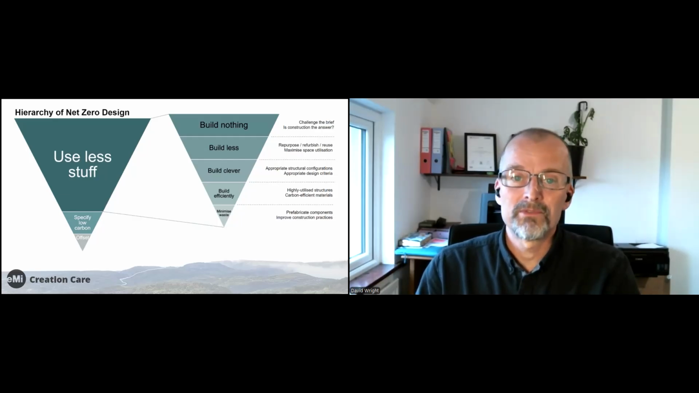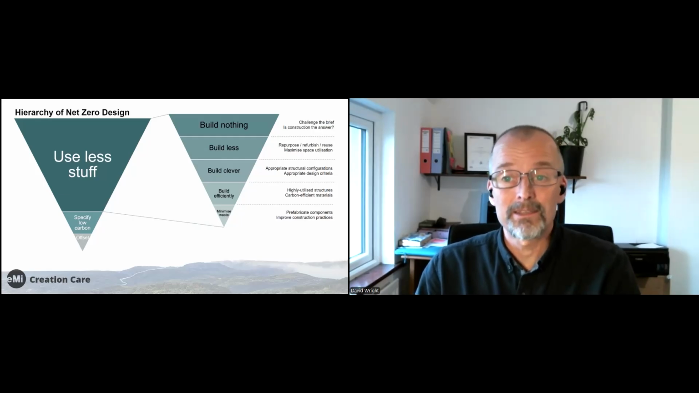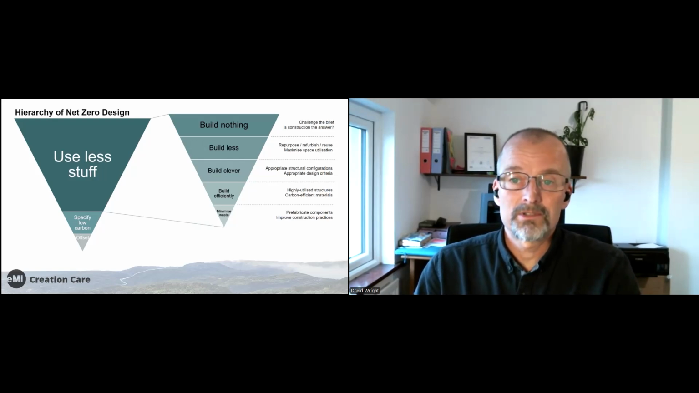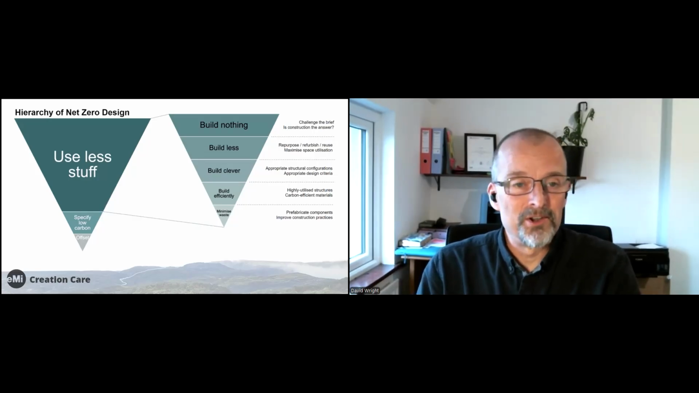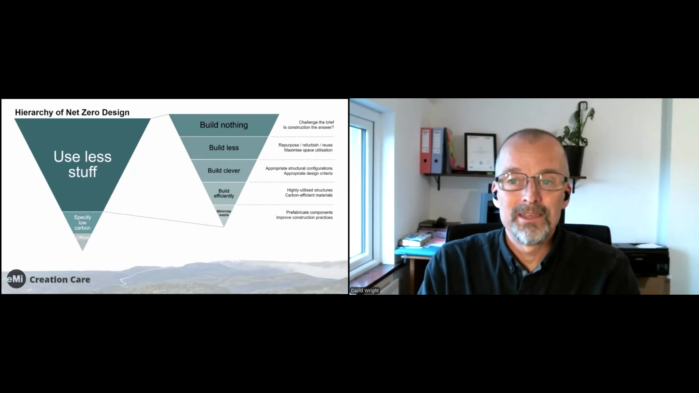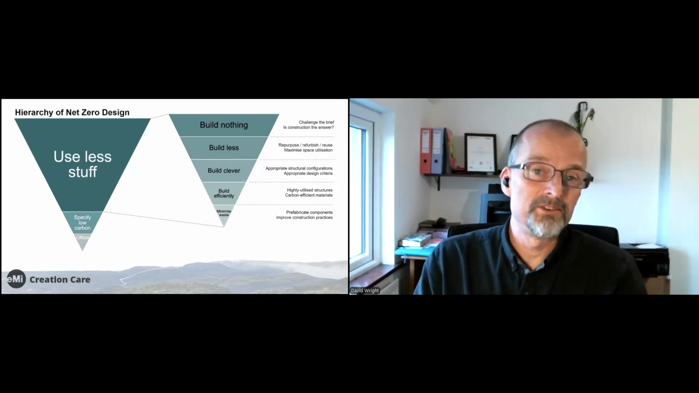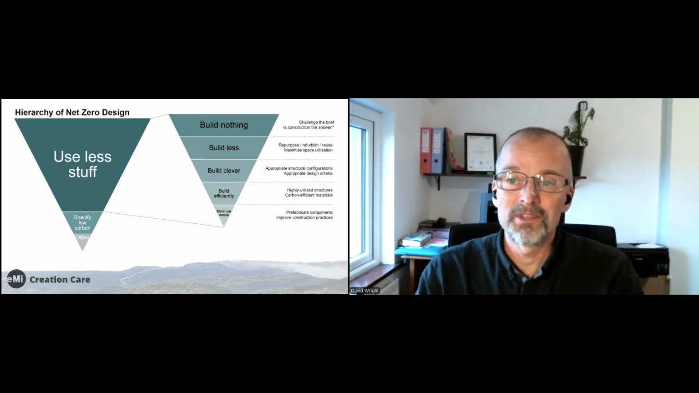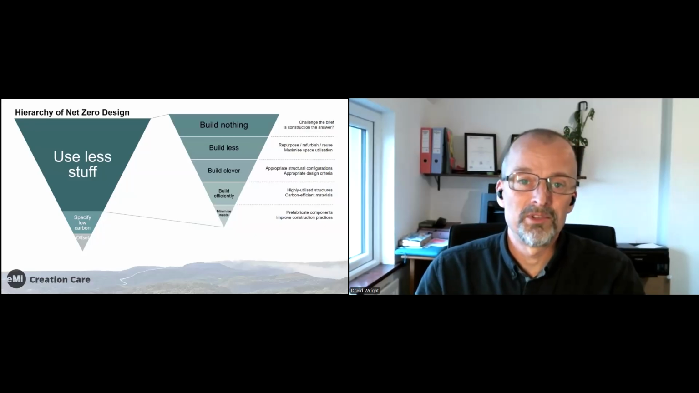Can we challenge the brief? Is construction of a new building the answer? What about not building anything? If that is not possible, can we build less by repurposing existing buildings or through refurbishment or reusing existing spaces and maximizing what is already there? So these are some of the principles that are now being taught. And even myself, as a 53-year-old structural engineer, I'm learning about these principles and trying to put them into practice.